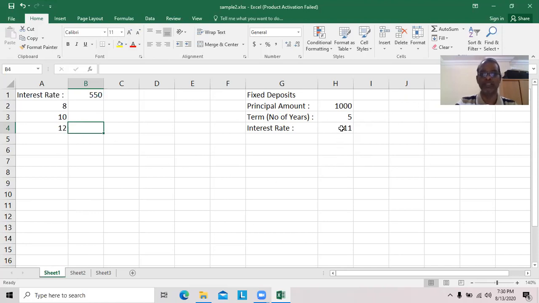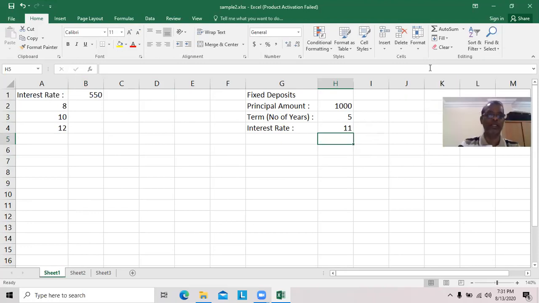One way is simply click it here and you can change it here. You will get 400 rupees after 5 years. Similarly, if you are providing 10% interest, 500 rupees, and 12%. This is one method. But in this, I want one tabular column which displays all the interest for different interest rates, 8%, 10%, 12% here. How? That is what we are going for, the data table.